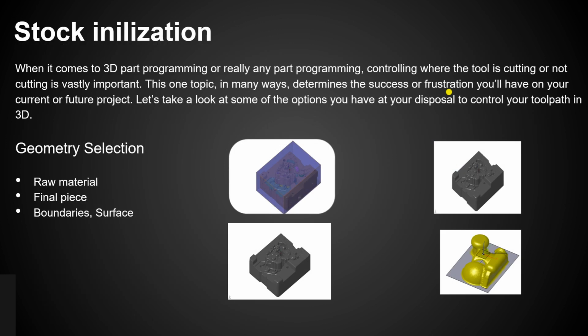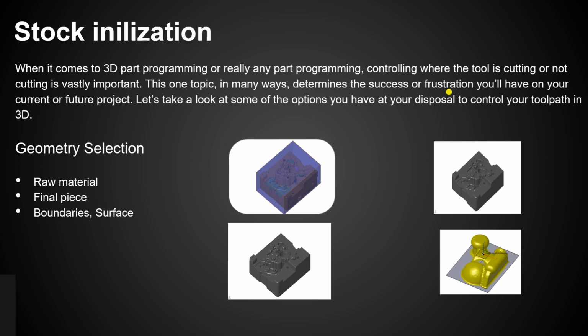So the first step before implementing the CAM is you have to know what your stock is. Is it a solid block, what is your block size, is it a casting, is it a forging, from where you have to cut it. When it comes to 3D part programming, or really any part programming, controlling where the tool is cutting or not cutting is vastly important. This one topic in many ways determines the success or frustration you will have on your current or future project. Let's take a look at some more upon it.